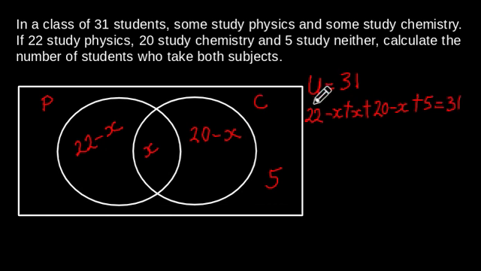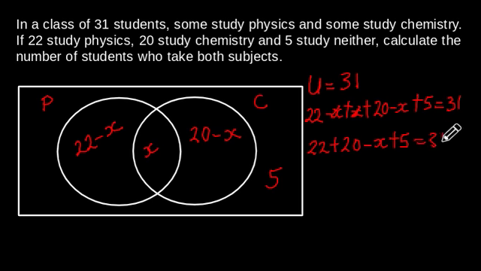So these are the number of students who study physics only, the intersection, the number of students who study both physics and chemistry. This refers to the number of students who study chemistry only, and this refers to the number of students who study neither. So this should be the total number of students in that class, which equals 31. Okay, now that we have our equation this way, we can see what can cancel each other out. X minus X can cancel each other out. So we'll be left with 22 plus 20 minus X plus 5 equals 31.